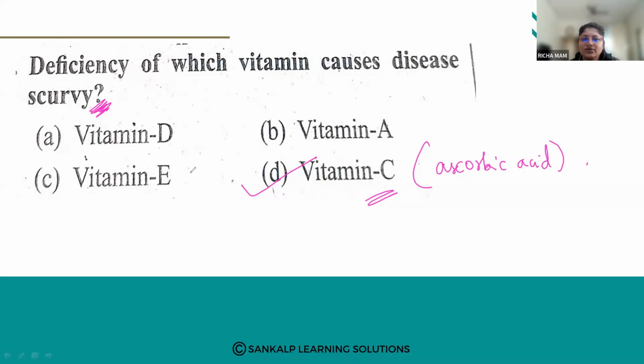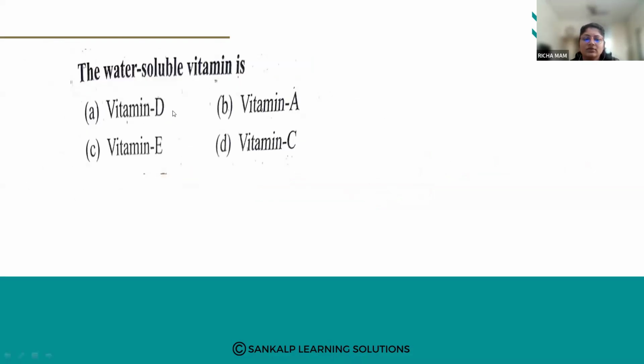Next question. The water soluble vitamin is... Vitamins are of two types, water soluble and water insoluble. So the water soluble vitamins are vitamin C and vitamin B complex.